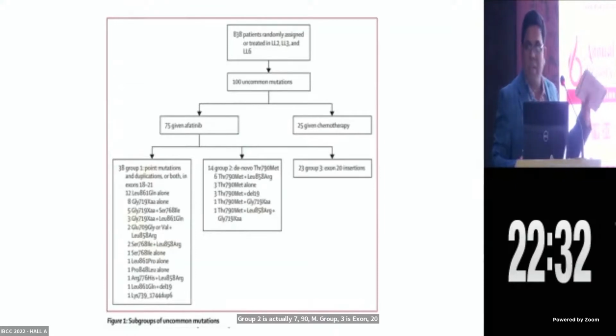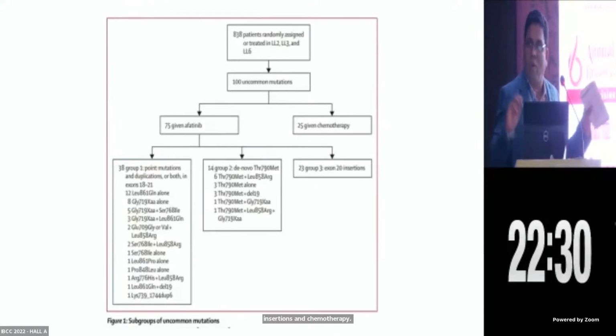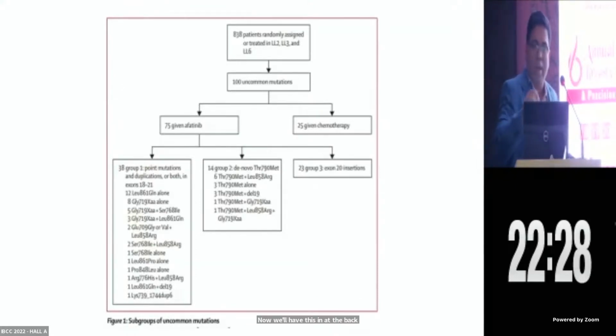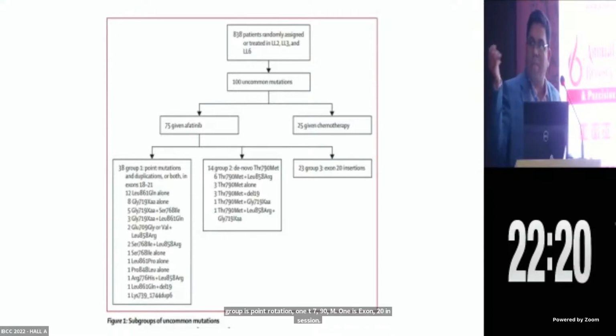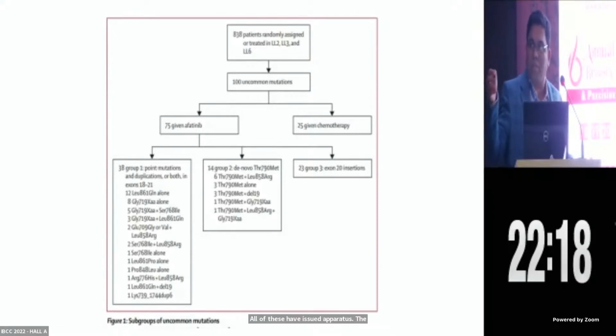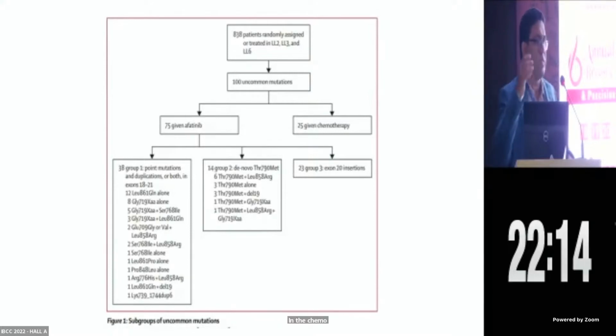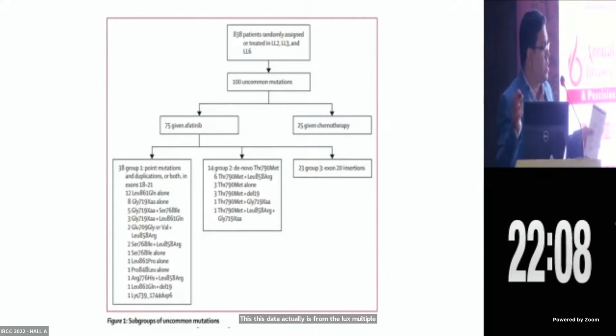Now, we'll keep this at the back of the mind: there are 4 groups in this study. One group is point mutation, one T790M, one is exon 20 insertion. All of these have received afatinib. The authors have never given such grouping in the chemotherapy arms. That whole chemotherapy has been given as a single group. This data is from the multiple LUX randomized studies, so we could presume that similar characteristics would have been in the other arm also. And we'll keep that in mind.